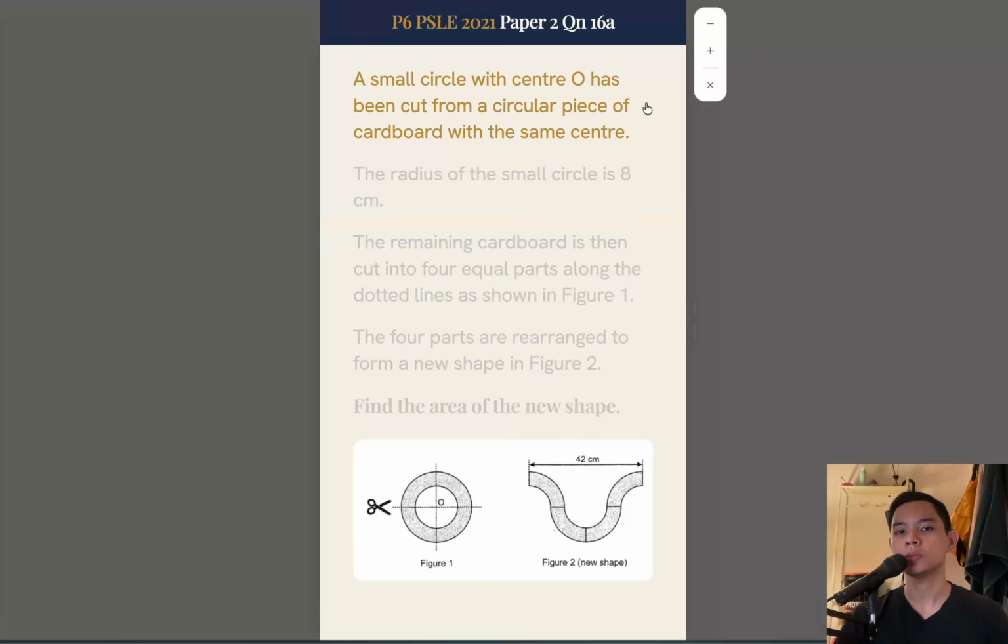Question 16, part A. A small circle with center O has been cut from a circular piece of cardboard with the same center. The radius of the small circle is 8 centimeters. The remaining cardboard is then cut into 4 equal parts along the dotted lines as shown in figure 1. The 4 parts are rearranged to form a new shape in figure 2. Find the area of the new shape.